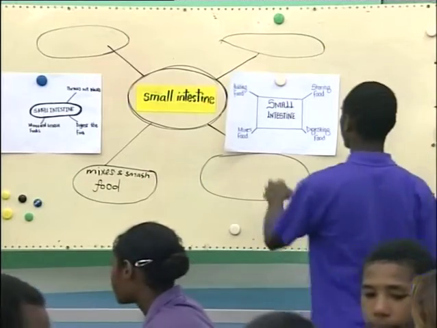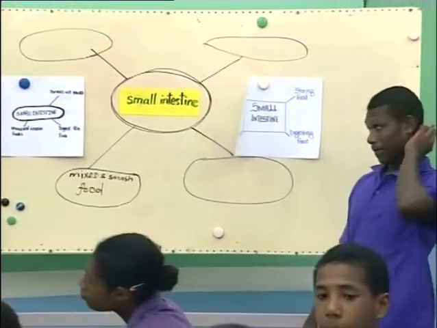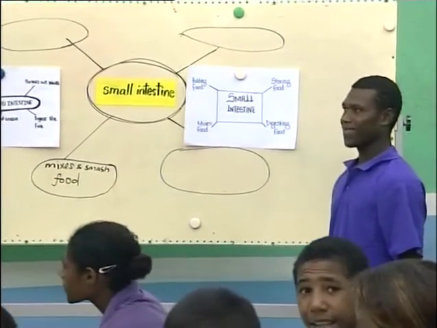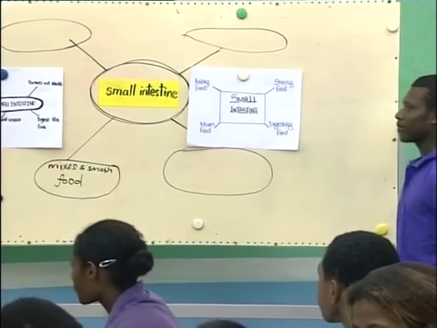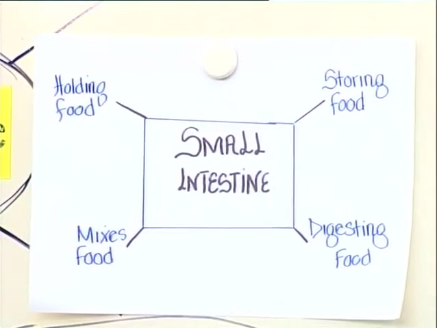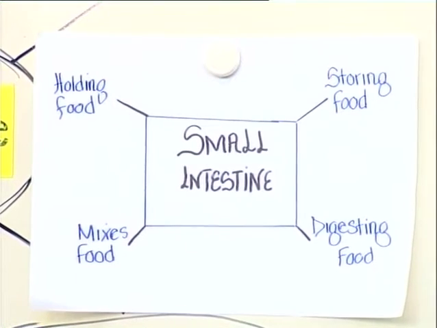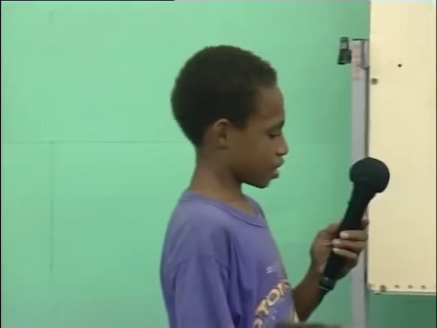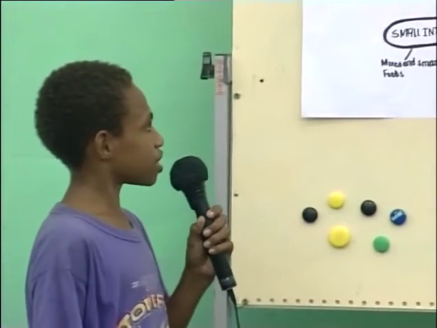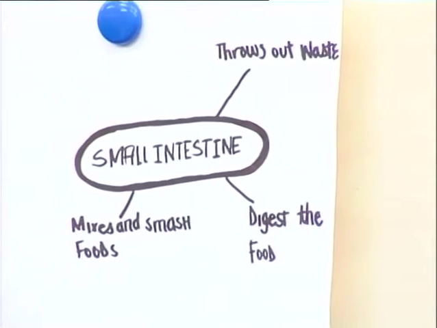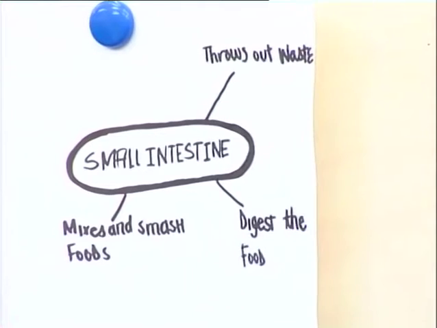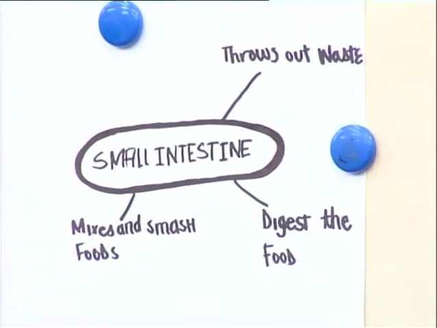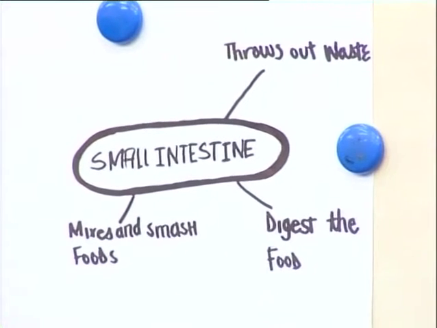All right, class, we are going to see what these two groups have come up with. Let's hear from Michael. Michael, thank you. Over here. And tell us what your group have discussed, or your ideas that you have put together. Small intestine throws out the waste and mix and smash foods, digest the food. All right, thank you. Give him one big clap, class.